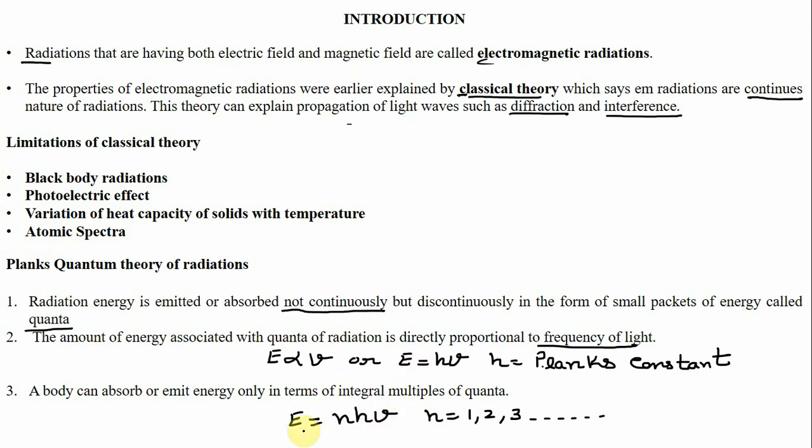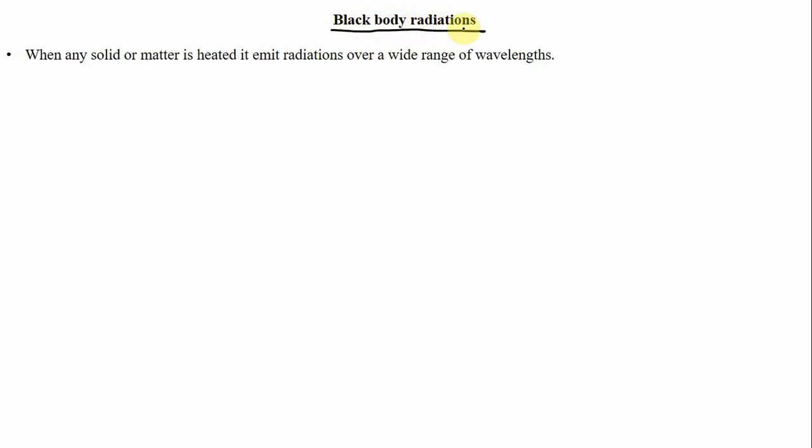So energy can be either h nu, or 2 h nu, 3 h nu, 4 h nu and so on. So these three are the basic assumptions of Planck's quantum theory of radiations. Okay, so now next move to the black body radiation. Let us see what these black body radiations are and how classical theory failed to explain black body radiations.